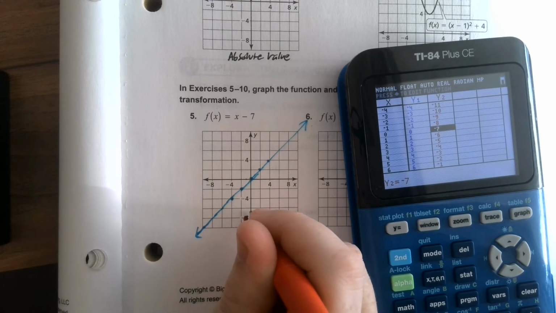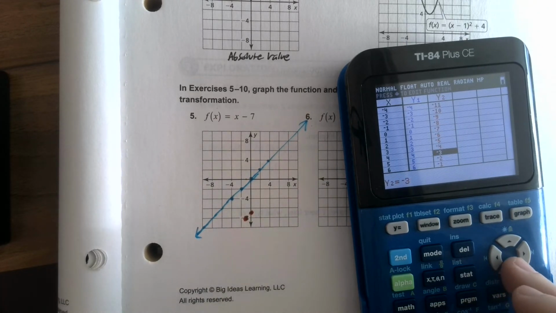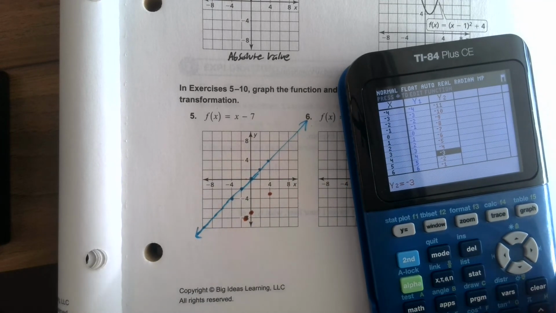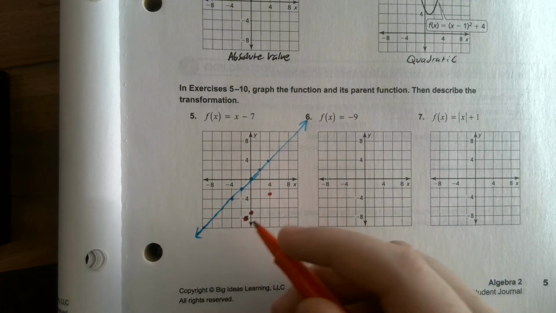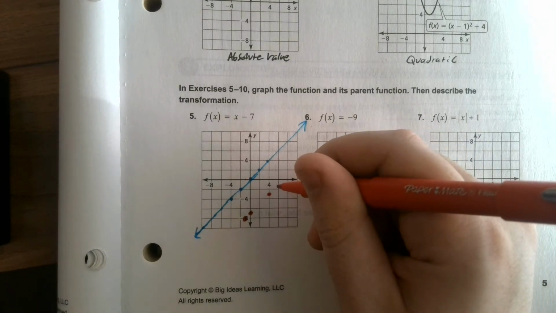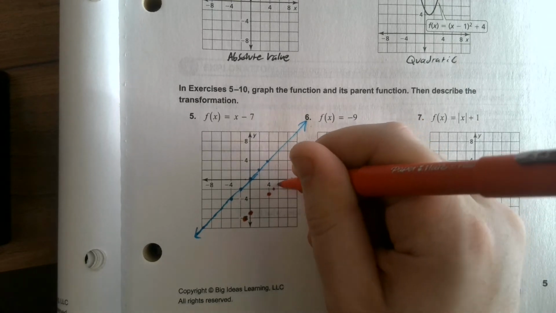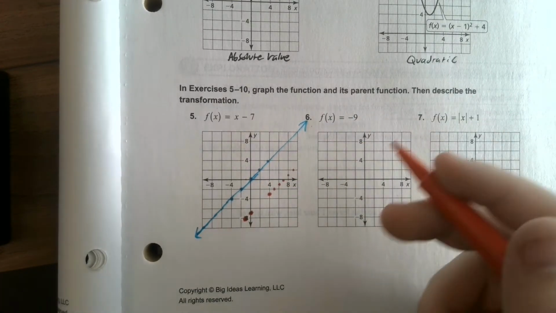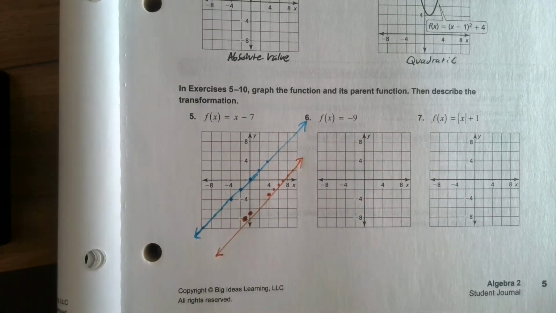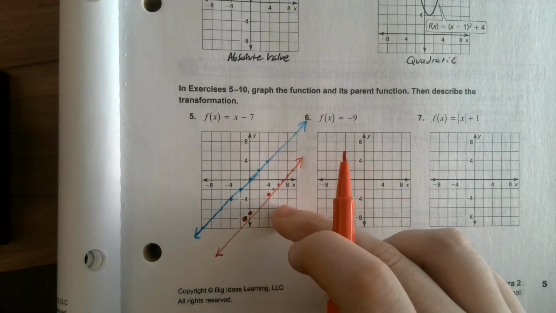If I'm at 0, that means I'm on the y-axis. -7 is right here. Or you could use any other point. You could use a point like 4, -3. So I can go down here and get a point. The table just helps you find some points to graph. And as long as you have at least 2 points, though the more the merrier, you will be able to figure out what this graph should look like. If I was to continue this graph up, it would continue to look like this. This is the transformed function. So f of x equals x minus 7 is this red line.